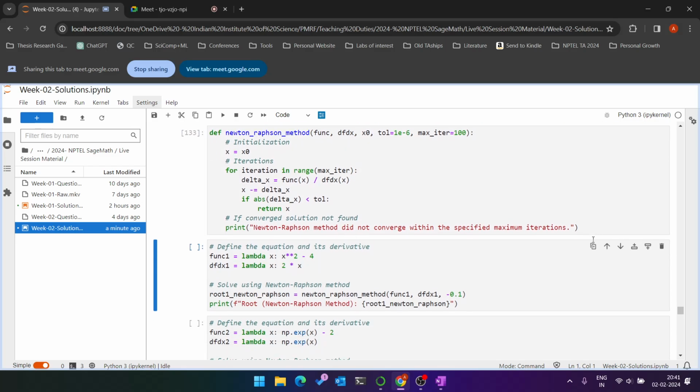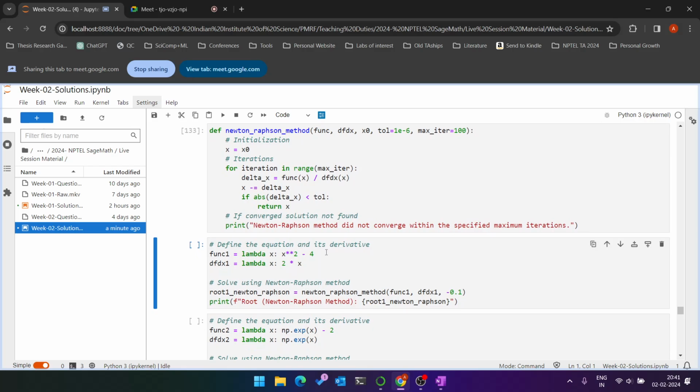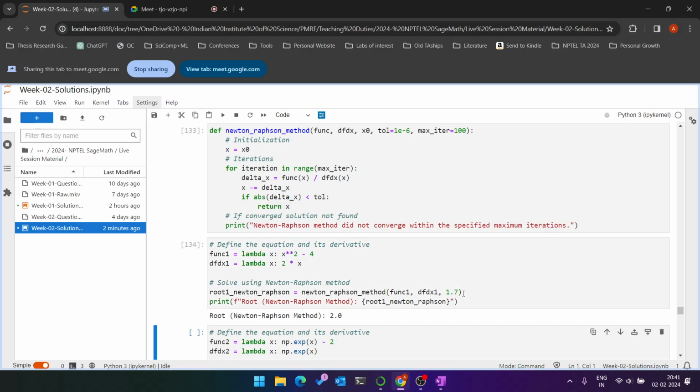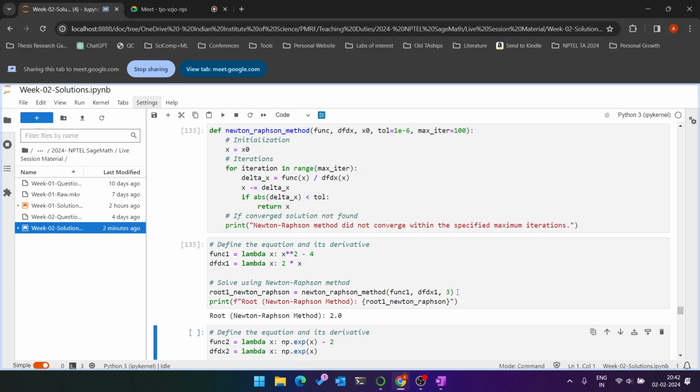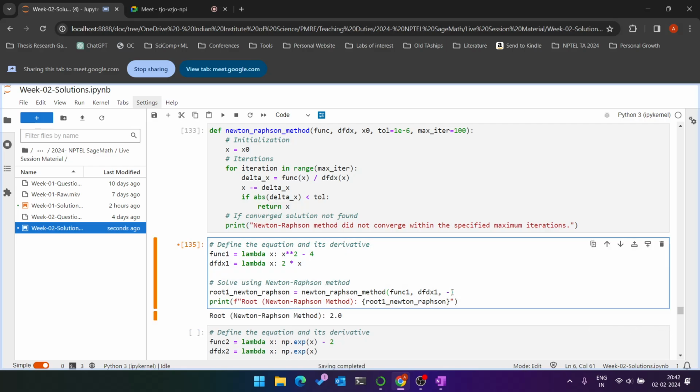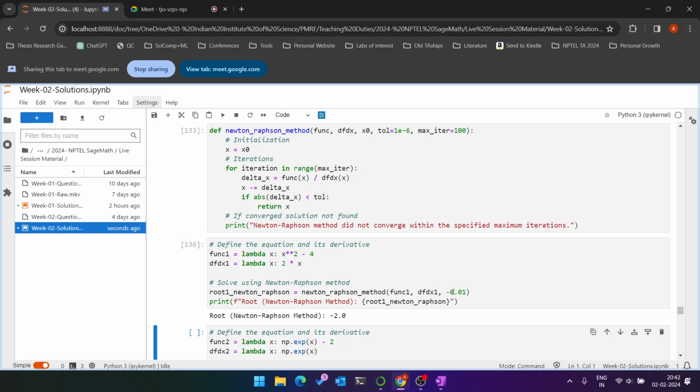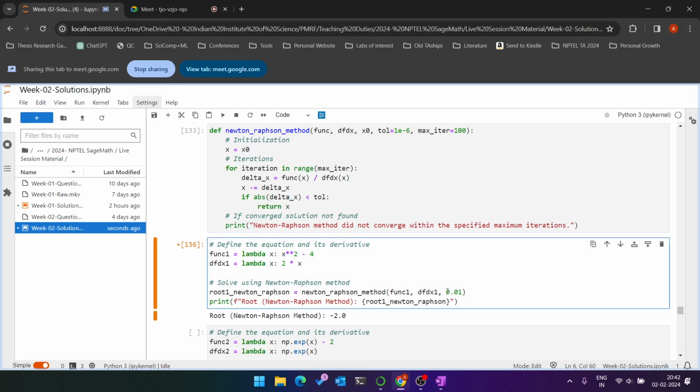So suppose I use this to solve my function x square minus 4 equal to 0. The derivative of f of x is 2x, and I use this in my Newton-Raphson method. And I know that the root should be 2 or minus 2. Suppose I give the value 1.7 and ask it to calculate what happens. It gives the value 2. Suppose I give it a value of 3, still converges. Suppose I give it a value of minus 0.01, again converges to a value, right?